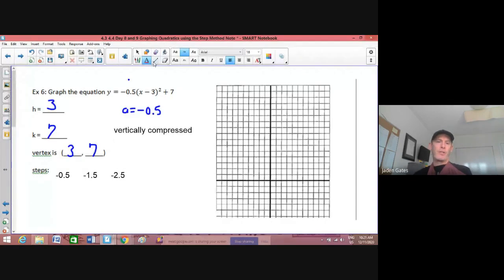All right, so again, we have our vertex. We have our steps, so it's time to graph a parabola. Let's see here, 3, 7. So right 3, up 7. There you go. Over 1, down a half. Again, because my steps are negative. Over 1, down 1.5. Over 1, down 2.5. Back to the vertex. Repeat the same thing on the other side. So over 1, down a half. Over 1, down 1.5. And over 1, down 2.5. And there we go. Now, as promised, there's our vertically compressed parabola that opens down, shifted right 3, and up 7. There we go.